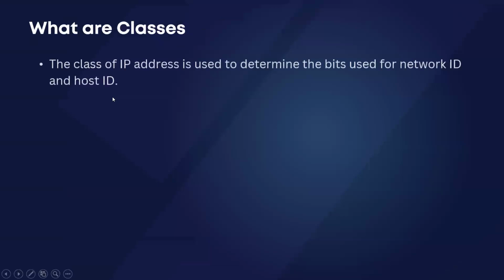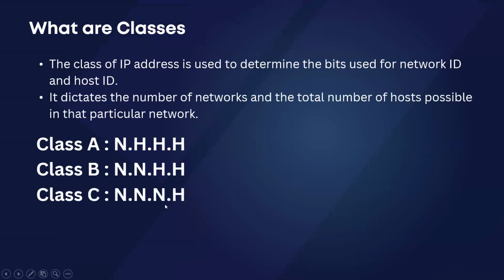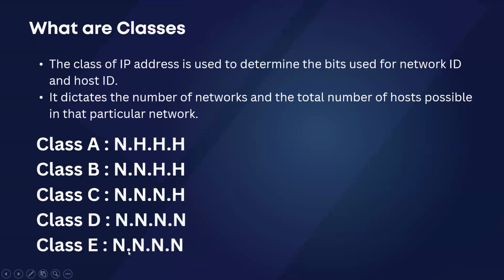Class A has 1 network portion and 3 host portions. Class B has 2 network portions and 2 host portions. Class C has 3 network portions and 1 host portion. Class D and class E have all network portions itself. There are no host portions in class D and class E. So as you're going down the line, network portions are increasing in number. Class A has 1 network portion, class B has 2, class C has 3. Class D and class E have all network portions itself.